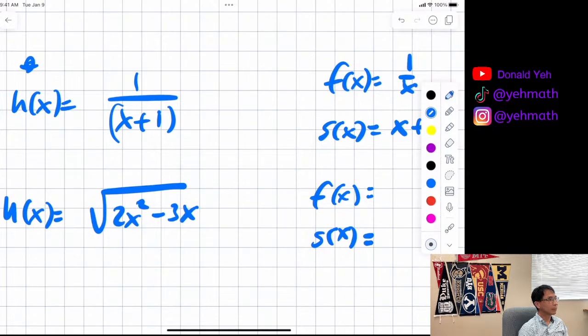I just don't know how to start. Okay, think about which functions, what's your function. Think about what's f of x, and think about what's g of x. G of x, to put inside of f of x, it will result in the square root of 2x squared minus 3x.